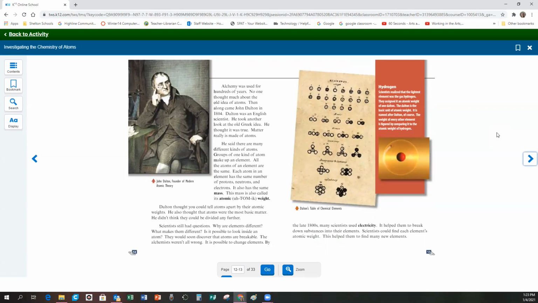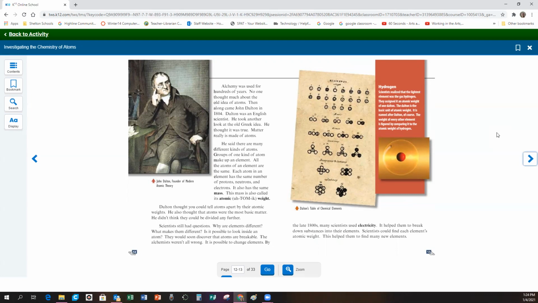Then along came John Dalton in 1804. Dalton was an English scientist. He took another look at the old Greek idea. He thought it was true. Matter really is made of atoms. He said there are many different kinds of atoms. Groups of one kind of atom make up an element. All the atoms of an element are the same.